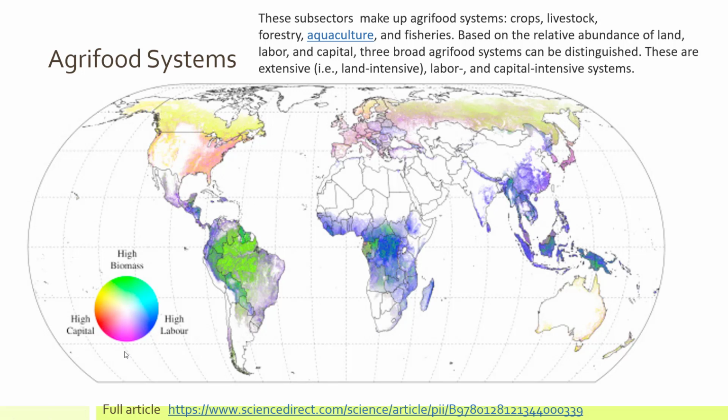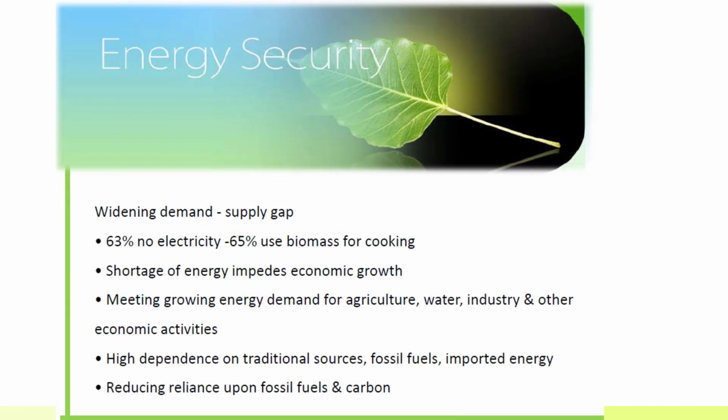So very, very complex and rich data set, which is summarized in a really condensed cartographic project for you. So looking at energy security, there's a widening demand and supply gap. So the demand is greater than the supply in some areas. 63% of the world has no electricity, and 65% of the world use biomass for cooking. There's a shortage of energy, and this definitely impedes economic growth.